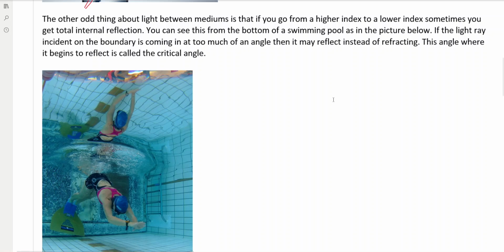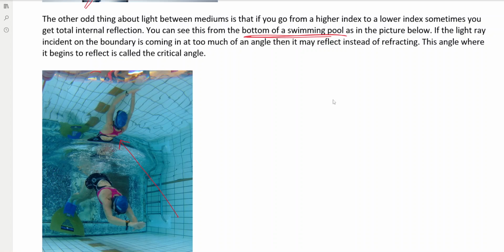Another odd thing about light between mediums is if you go from a higher index of refraction to a lower index of refraction, you can get total internal reflection. And this is a really cool effect that you can see from the bottom of a swimming pool. Here we're underneath the water, and this is where the person actually is, but you can see the reflection of the person up top.